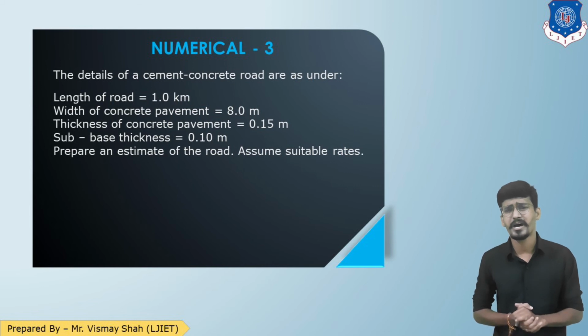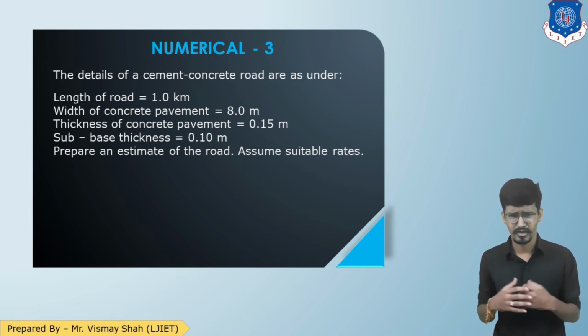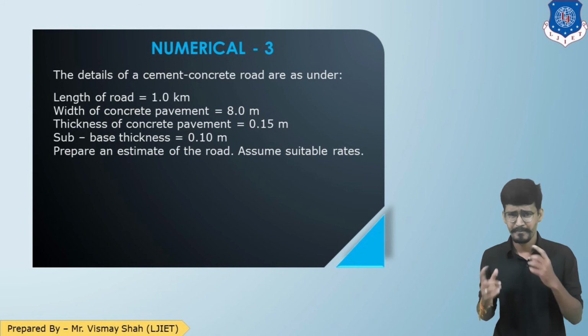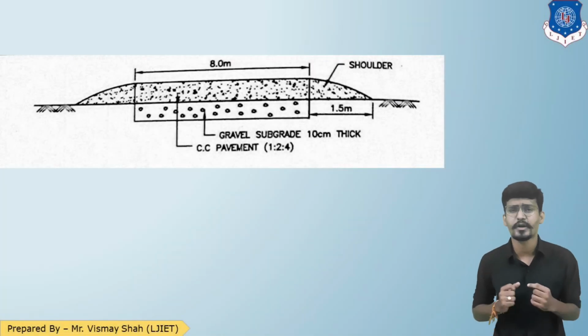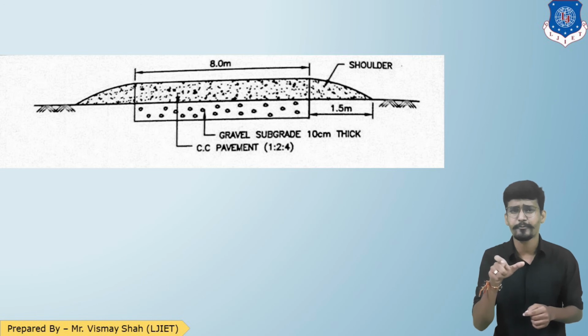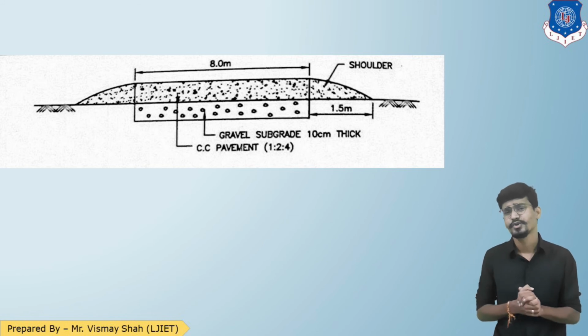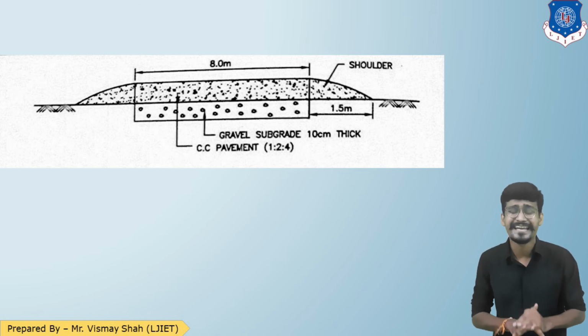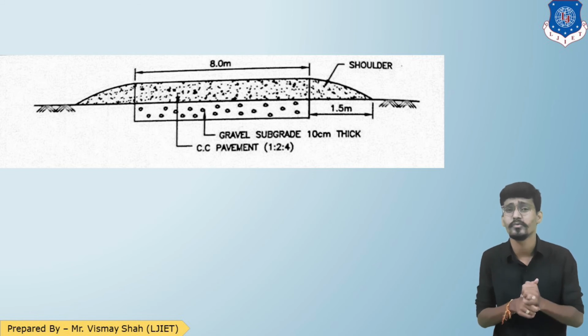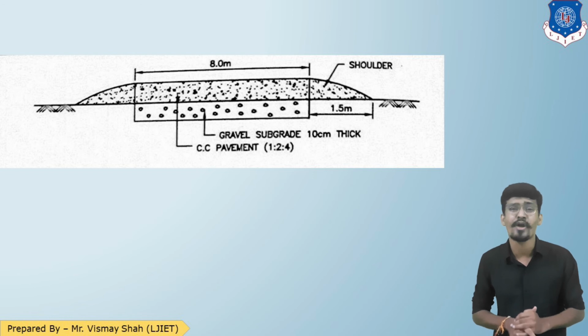So let us begin with a rough or a detailed sketch of a road based on given dimensions. Here is the detailed dimension of the drawing: 8 meter of concrete pavement, below that there is a gravel surface and CC surface, and a 1.5 meter shoulder. For that we need to prepare an entire estimate. So let us begin our calculation with the quantities.